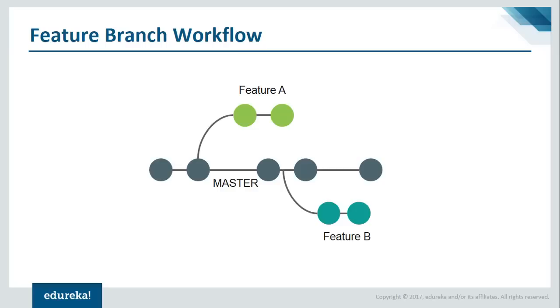The core idea behind this feature branch workflow is that all feature development should take place in a dedicated branch instead of the master branch. And this encapsulation actually makes it easier for multiple developers to work on a particular feature without disturbing the main code base.